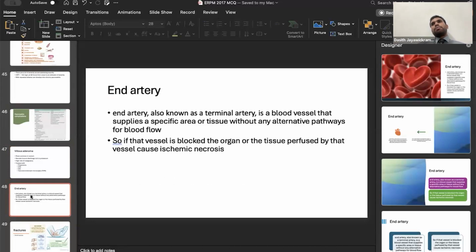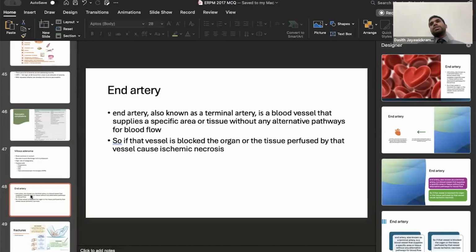It basically supplies part of an organ or a finger or some organ, and that is the only blood supply for that part. So if something happens to that artery, then the supplied part is also going to die because there are no collaterals to that part. Did you understand? That is why it's called an end artery. There's no anastomosis to that artery and no collaterals. If something happens to that artery, that supplied part also will die. Okay, now let's look at what are the end arteries.